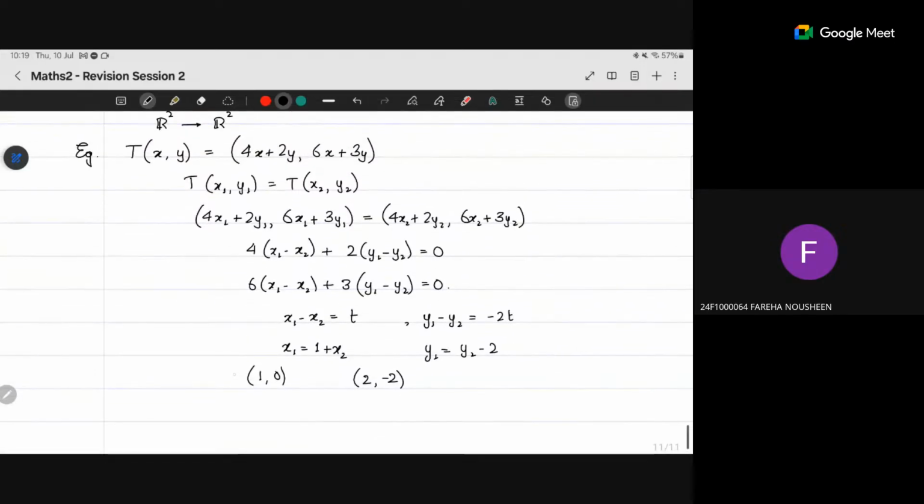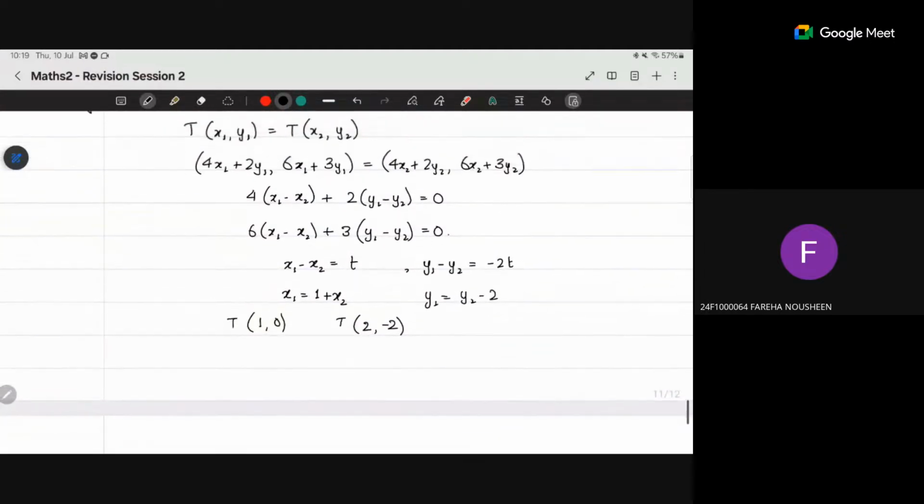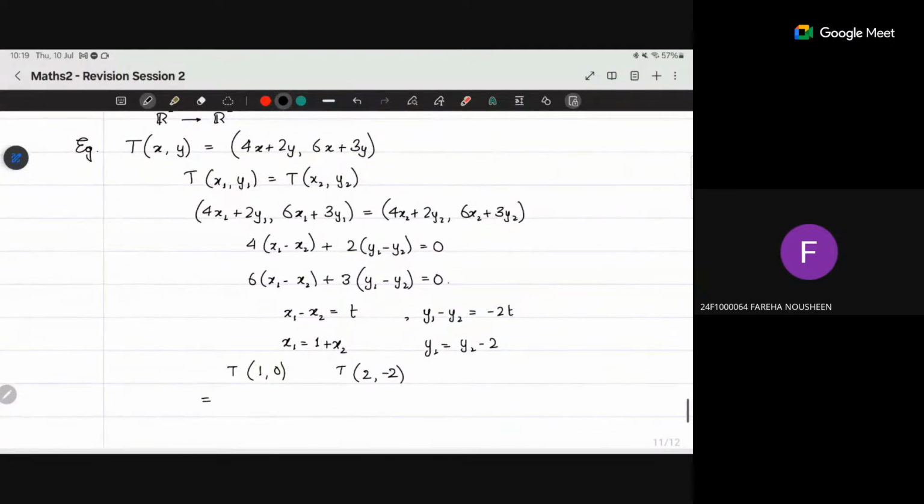Okay. Just bear with me for a bit. I'll explain what I'm doing. What is T of 1, 0? 4, 6. And what is T of 2, -2? 8 minus 4, which is 4, and 12 minus 6 is 6. So you have two elements in the domain which are mapped to the same element and they are not equal.